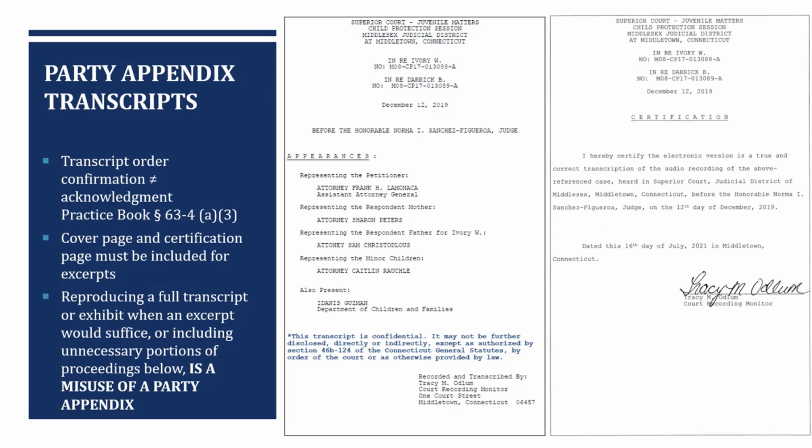I want to just turn back again to the transcripts. When you include an excerpt of a transcript in your party appendix, the court does want you to at least include the cover page that shows the date of the transcript and the certification page that shows that the court reporter certified the transcript as a complete and proper transcript. So in between that cover and that certification page, you will include the excerpts of the relevant transcript pages from that date.